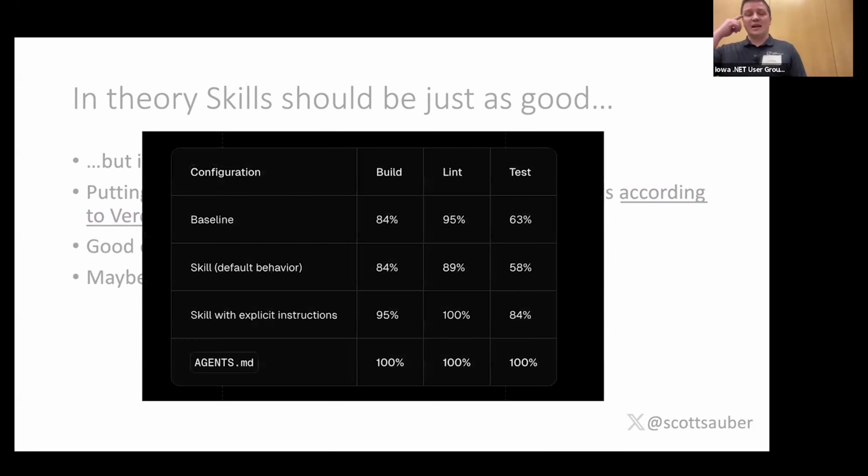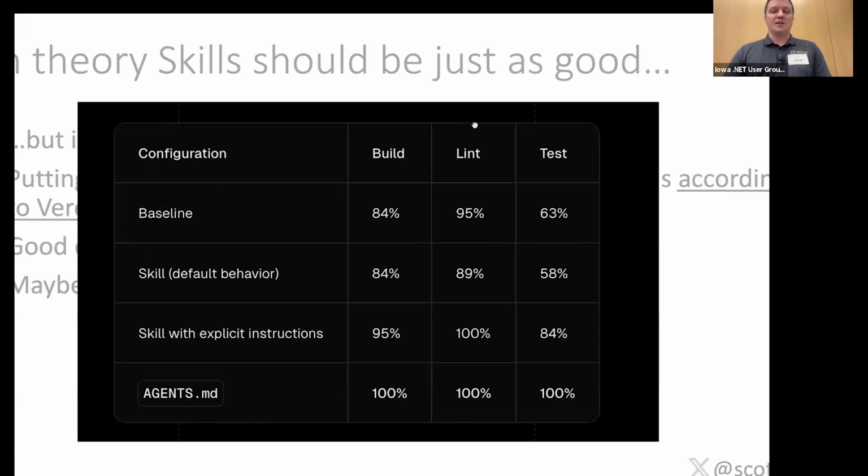To show you what Vercel came up with, they had a baseline of not having skills at all, and they were trying to see, hey, how often does it call the build or the test or the linter? By default, the agents.md at the bottom calls it 100% of the time when needed. With skills, it only called it somewhere between 58 to 84% of the time, depending on what the skill was. So which obviously isn't really useful, right?